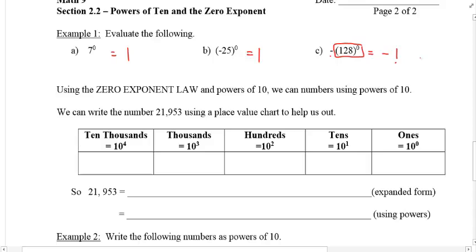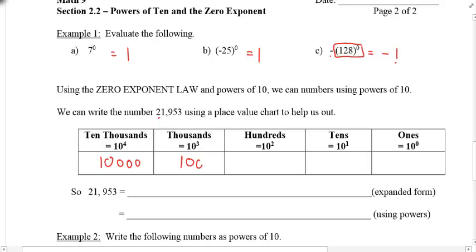Now, using the zero exponent law and powers of 10, we can actually write large numbers using powers of 10. Sometimes they call this scientific notation, I think, in science. So we can write, for example, the number 21,953 using a place value chart to help us out. So I started with 21,000, so I see there's 10,000. That's the number 10,000, right? So that's 10 to the power of 4.